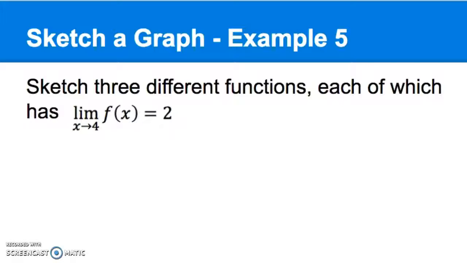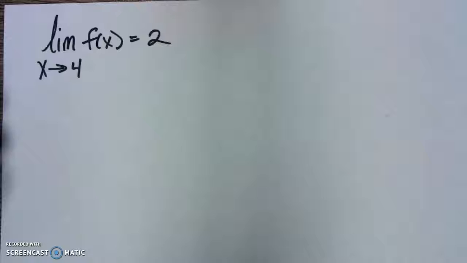Example 5, sketch a graph. Sketch three different functions, each of which has a limit as x approaches 4 of f of x equals 2. So that means when you go over to 4 on the x, the y value should be 2. So let's draw three different ways this might happen.